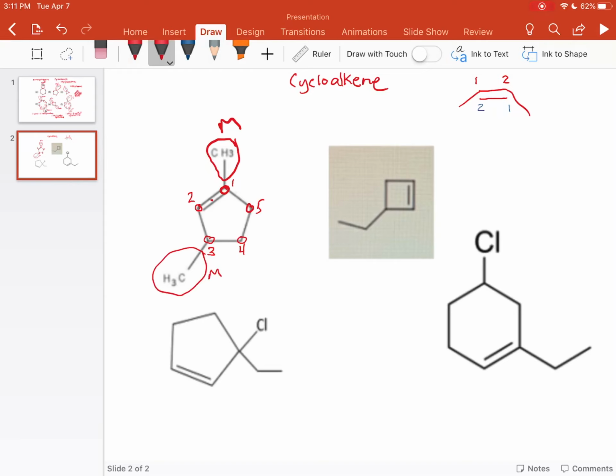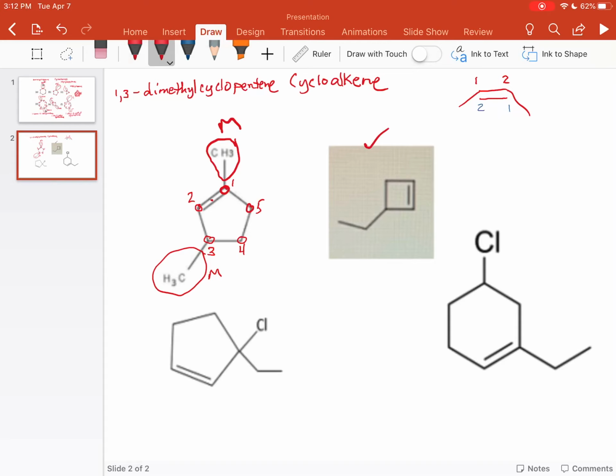So the name for this would be 1,3 dimethyl cyclopentene. So 1,3 dimethyl cyclopentene.